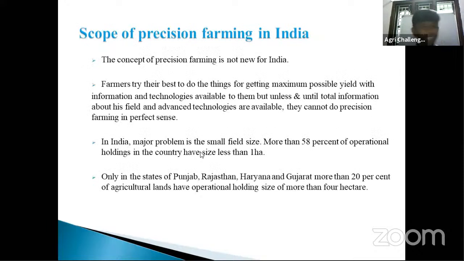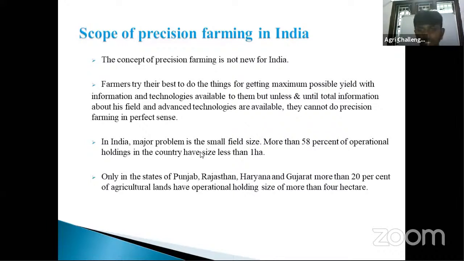Okay, scope of fish farming in India. Everything we just discussed: the fish farming tools, processes, stages, demerits, components and their drawbacks, critical analysis, even the policy measures you have to take. But coming to India, what is the scope? The concept of precision farming is not new for India.